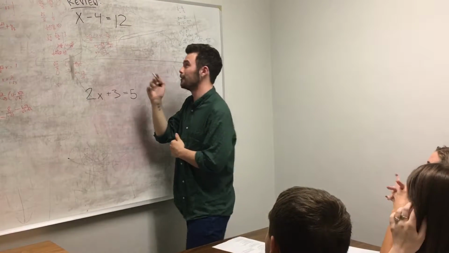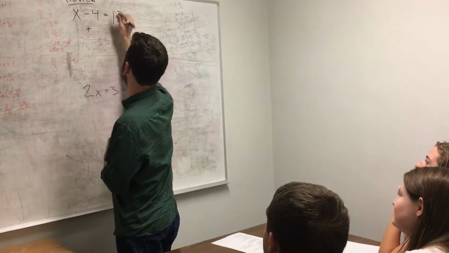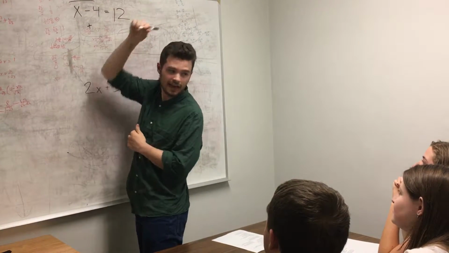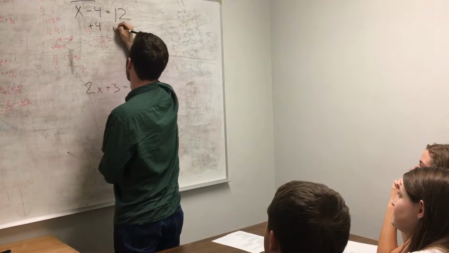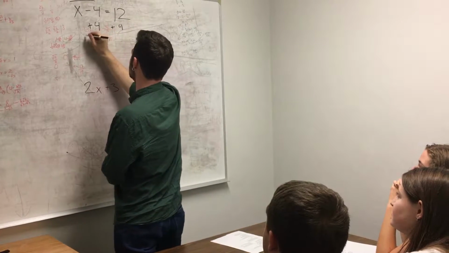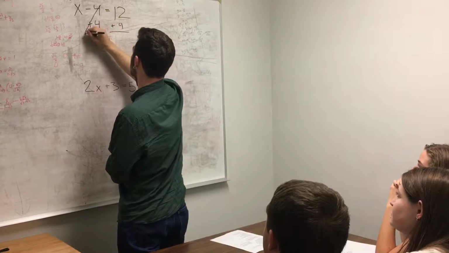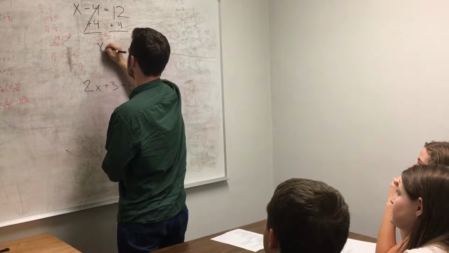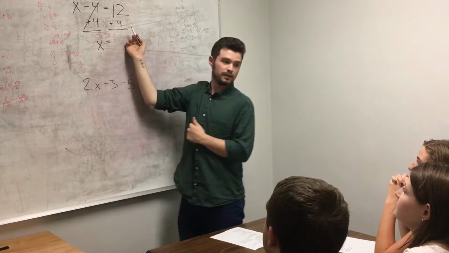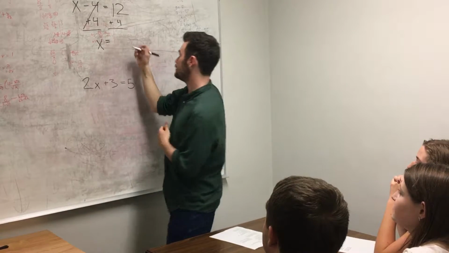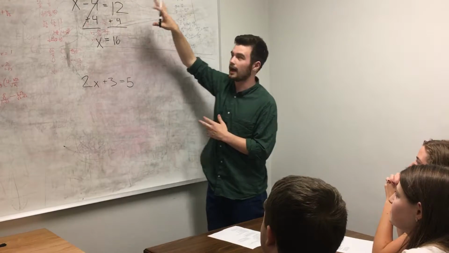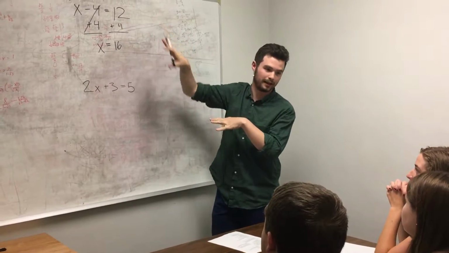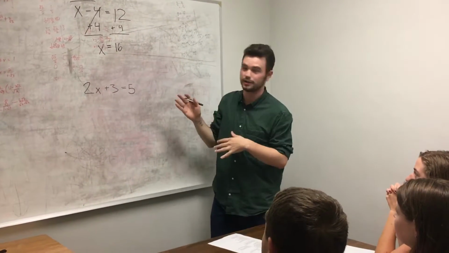Right, we're going to add 4 to both sides because the equal sign is telling us that what we do to one side, we also do to the other. So we're adding 4 to both sides of the equation. That cancels out here. And that leaves us with x equals 16. Perfect. X equals 16. So it seems like you guys have that part in the bag. You know what to do with single-step equations.